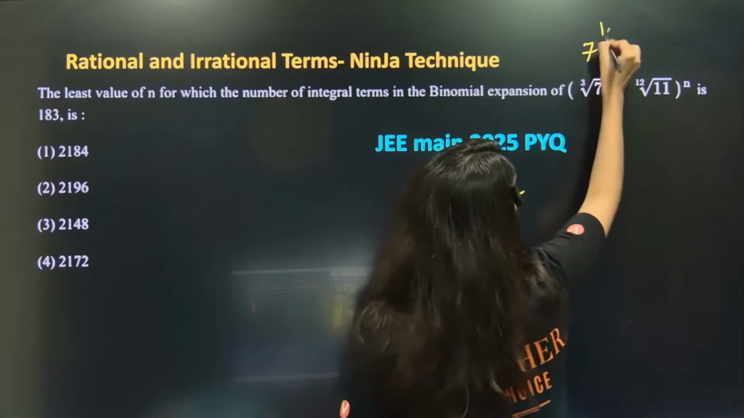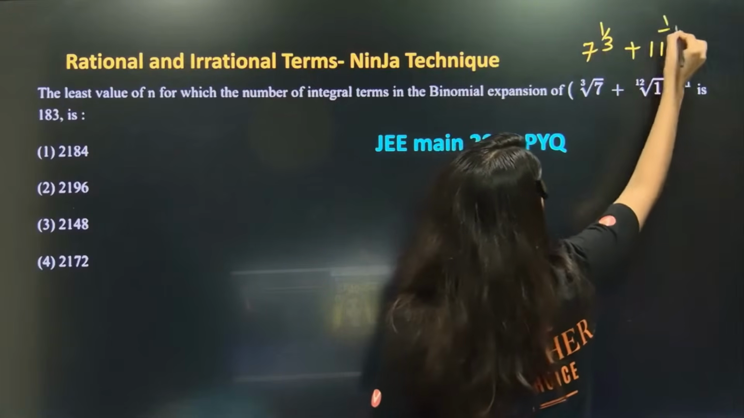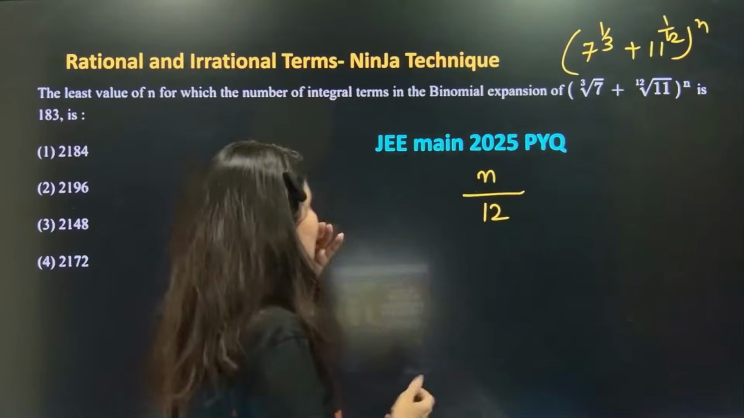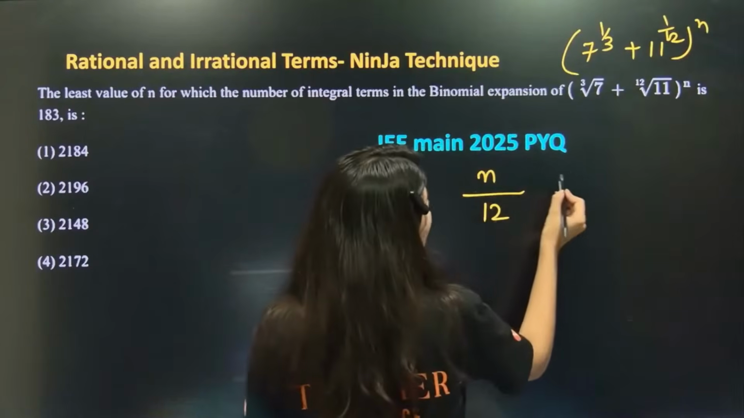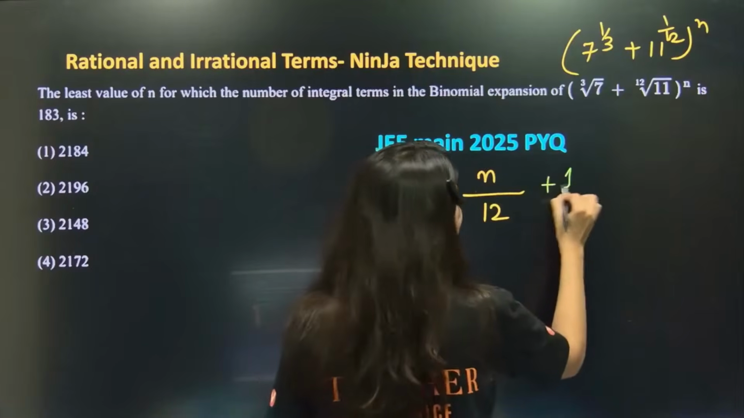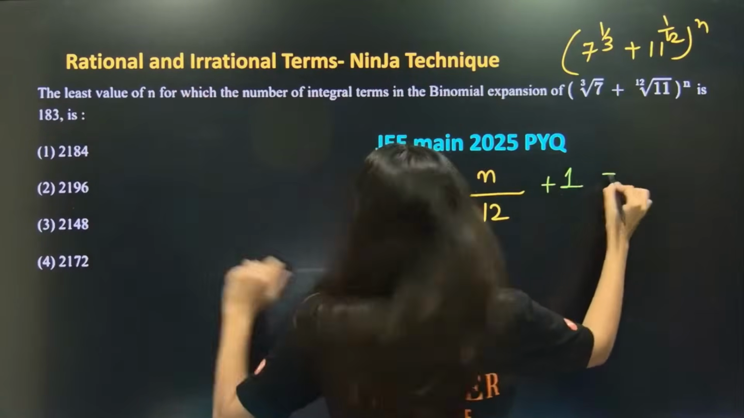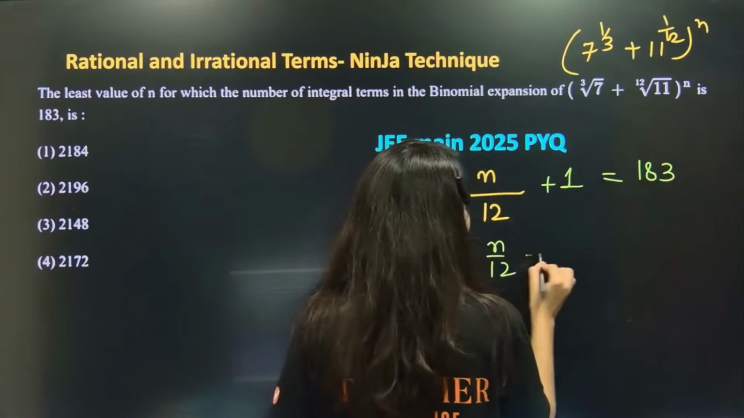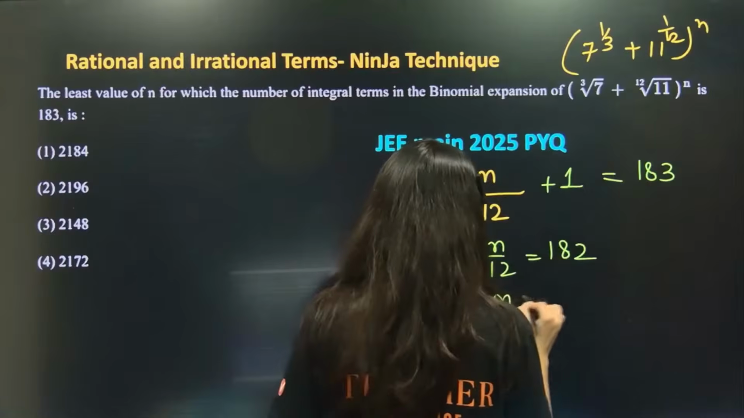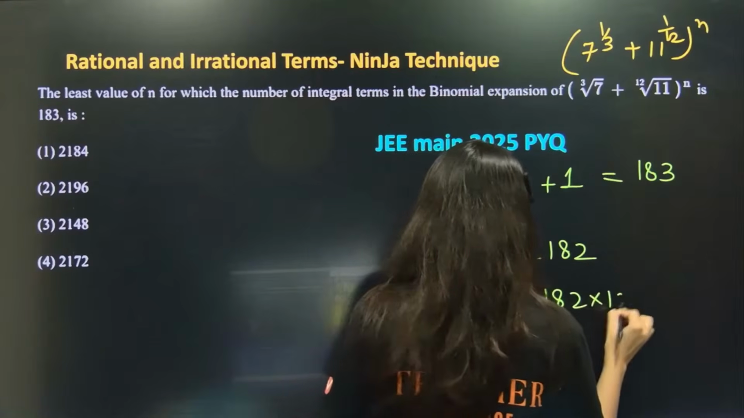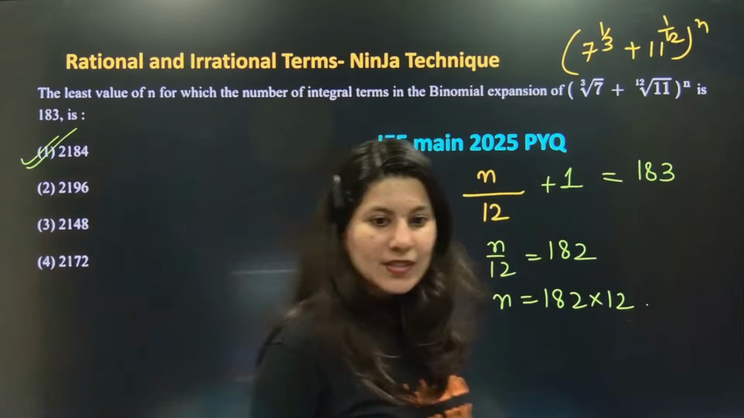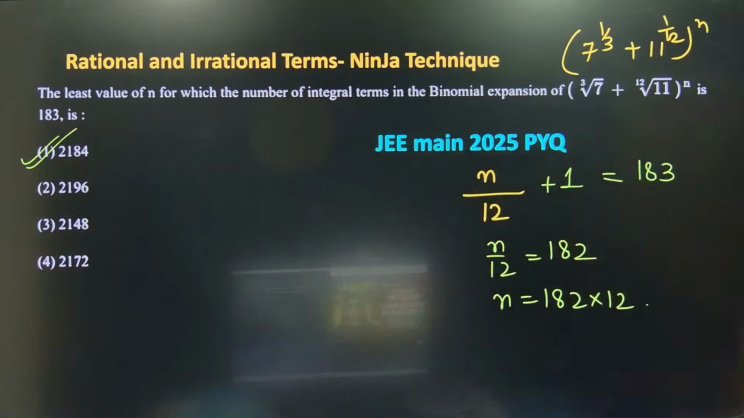No, this is 7^(1/3) plus 11^(1/12) to the power n. Both 7 and 11 are prime numbers. So n by 12, correct. And plus 1 is mandatory when they are talking about the least value. And this is 183, so n by 12 is equal to 182. n is equal to 182 into 12 would be your answer. 2 2s are 4. So option A is absolutely correct.